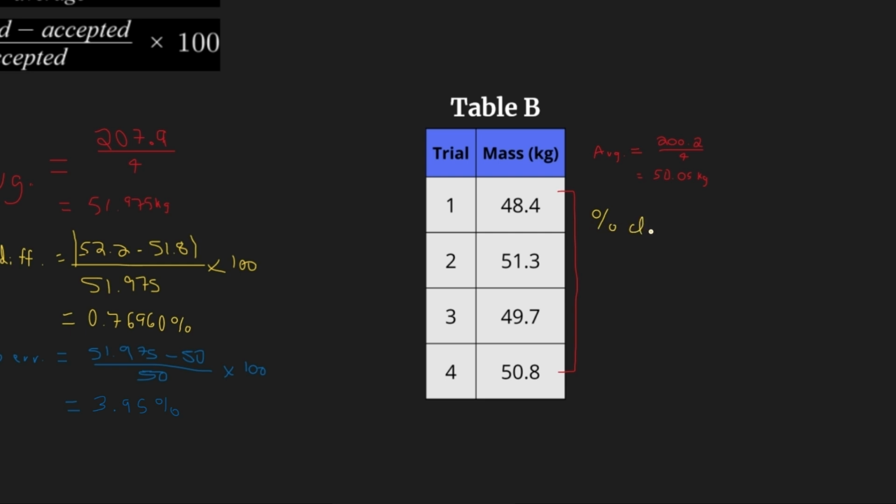Okay, now let's move on to table B. Same steps again, but just different numbers. We're going to take our highest value, which is 51.3, minus the lowest value, which is 48.4. And we're going to divide it by the average, which is 50.05, multiplied by 100. Calculating this gives you 5.794%.